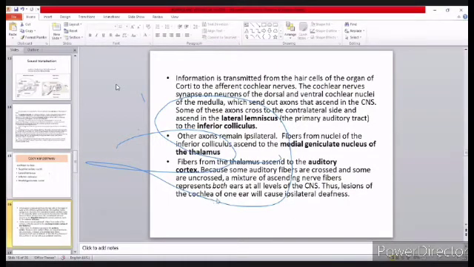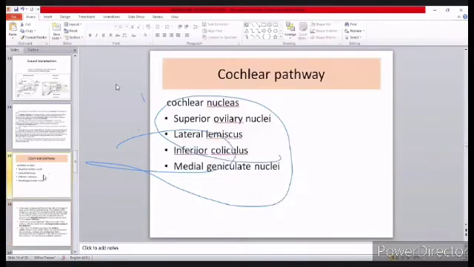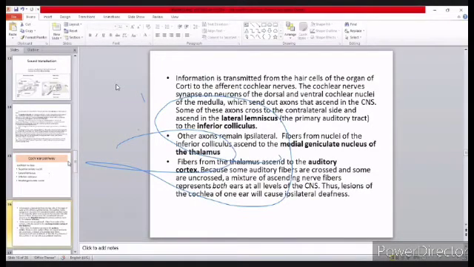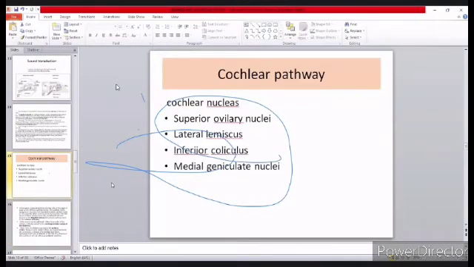Therefore, lesions of the cochlea of one ear will cause ipsilateral deafness. It will cause just one-sided deafness. It's not like both sides will be affected. And even that one-sided deafness will not be complete. They will still be able to hear some other sounds. That's what they mean. But I want you to pay attention to this and find your own time to go through your research and notes on this. But these are the 5 places that are involved in the cochlear pathways.